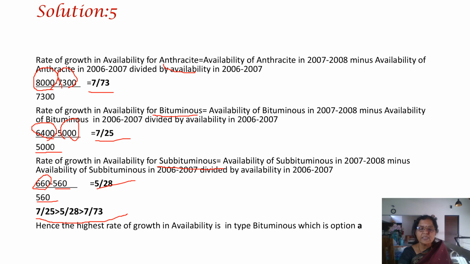So where is the highest rate of growth? Is in the bituminous type. 7 by 25 is greater than the other two ratios. So where do you find 7 by 25? Bituminous type. So the highest rate of growth is found in bituminous type, where the rate of growth in availability is more than the other two. Now how to compare these three ratios? 7 by 73, 7 by 25, 5 by 23, which is greater, which is smaller? I will teach you that in a separate video where we will be dealing with mathematical aptitude. All right.